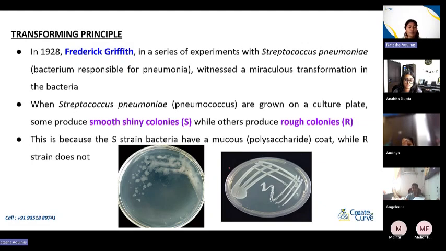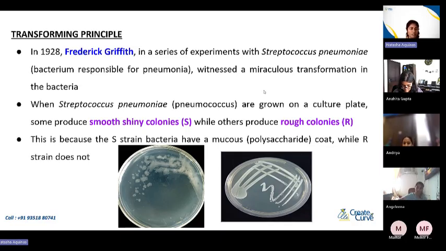So firstly, we are going to begin with the transforming principle experiment. Whenever we are doing these experiments, please write down what was done in the experiment, what the observation is, and then what the result or the conclusion of the experiment is. Because you will get questions asking what was the observation.